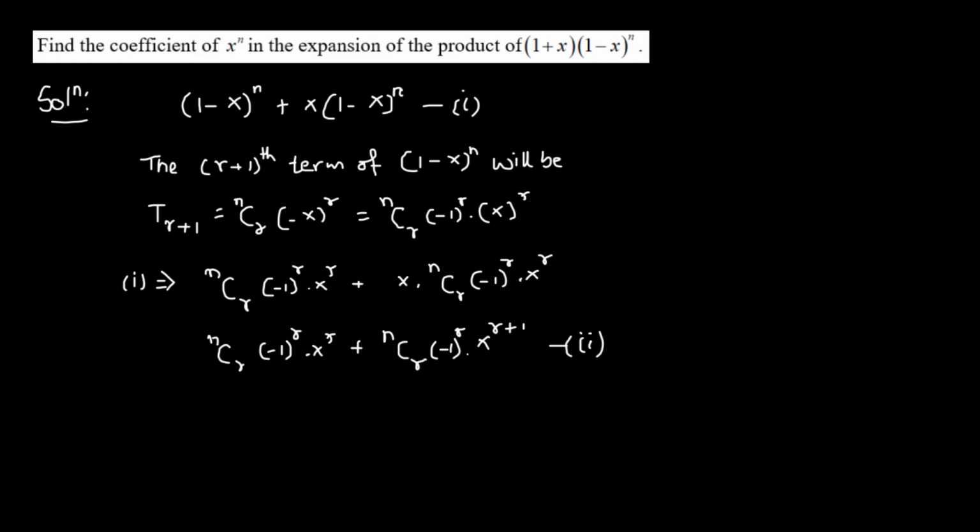Now in the first term, we replace r by n, and that gives us nCn times negative 1 raised to the power n times x raised to the power of n, so that we get the coefficient of x raised to the power of n.